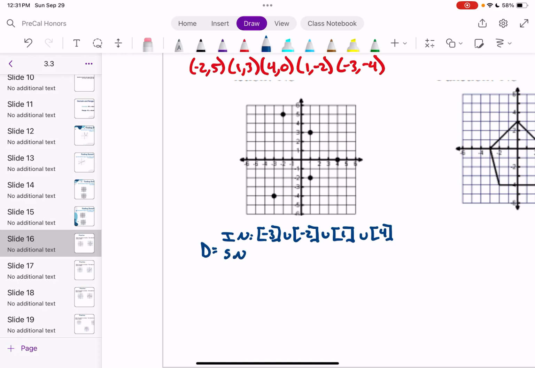In set notation, we would write this as x such that x is equal to negative 3, negative 2, 1, and 4.